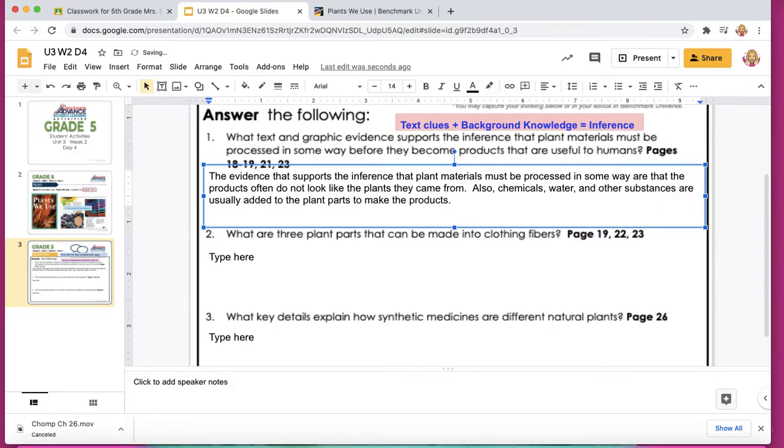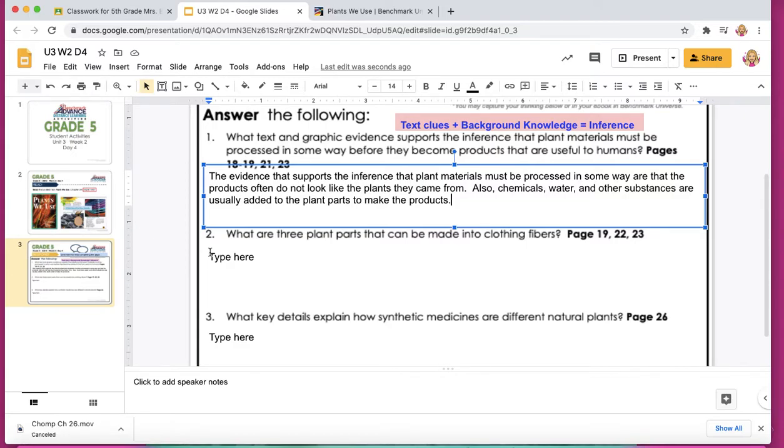Okay. The evidence that supports the inference that plant materials must be processed in some way are that the products often do not look like the plants they came from. Also, chemicals, water, and other substances are usually added to the plant parts to make products. Okay, probably want to pause the video there and make sure you get all that down. Then we'll continue with number 2.